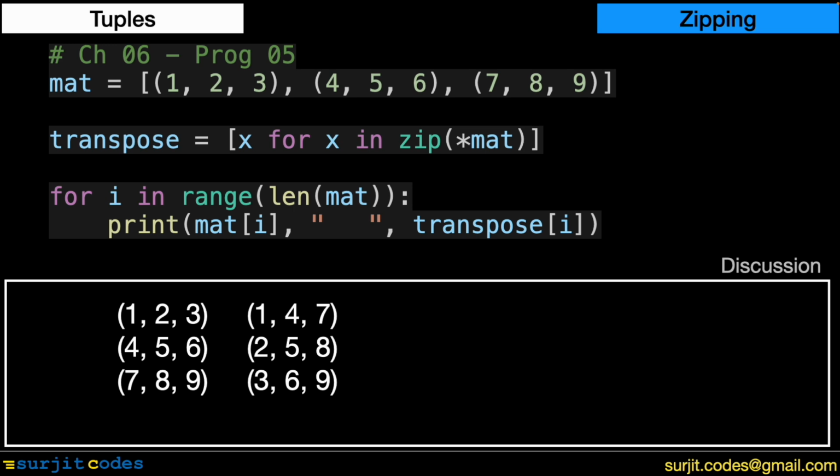Let us print the rows of the original mat and its transpose. In transpose, rows and columns interchange. Once again, we can simplify the expression of transpose like this.